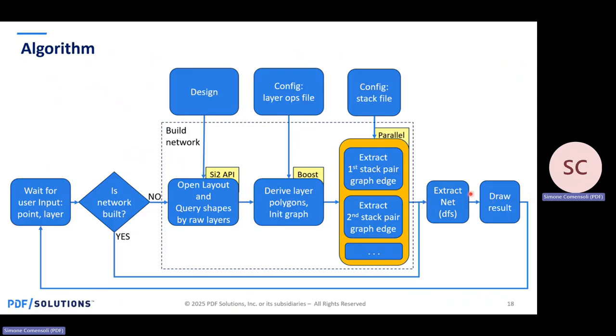The result of this is a set of polygons that represent the complete electrical net connected to the input. Once we have that, we can move to the final step, drawing the connected shapes. The relevant part here is that the building of the network is done only once.